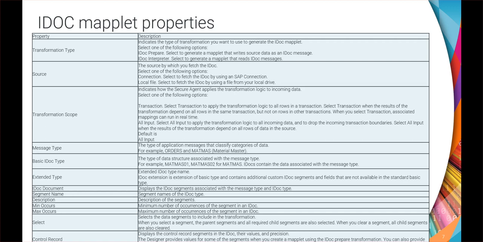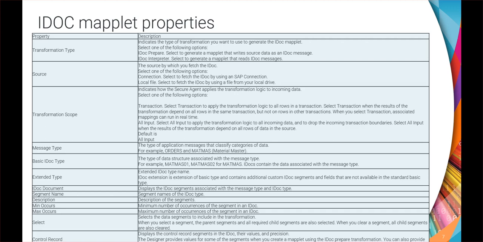Next is the transformation scope. It has transaction and all input. Real-time data used in the IDOC reader needs transaction, but here we have an option of selecting either transaction or all input. Next is the message type. This is a type of application message that classifies the categories of data at the SAP end. Then under the message type, which is the basic IDOC type we want, if we have any extended message type, we can mention that also.